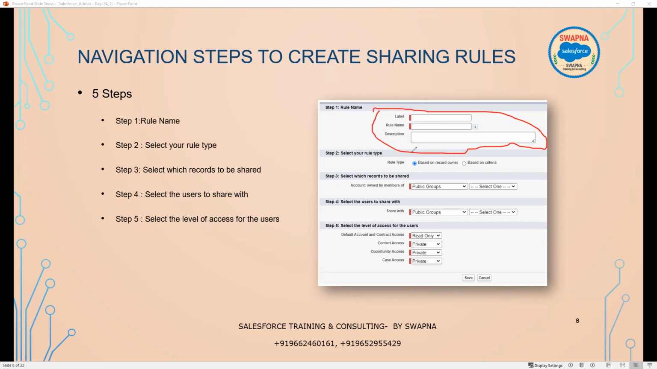Step 2 is you need to specify the type. There are 2 types of sharing rule. One is based on criteria. The second one is based on owner. Now you need to select the rule type. That is the second step.